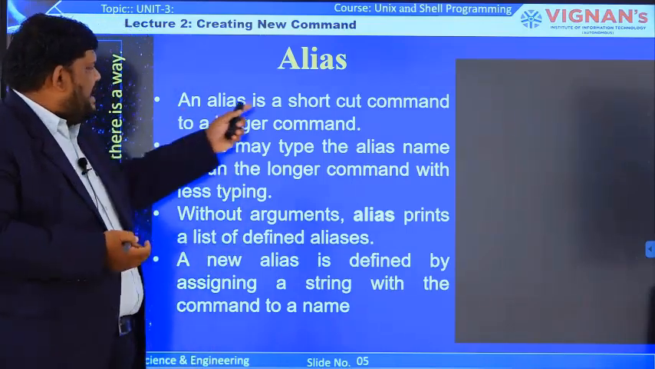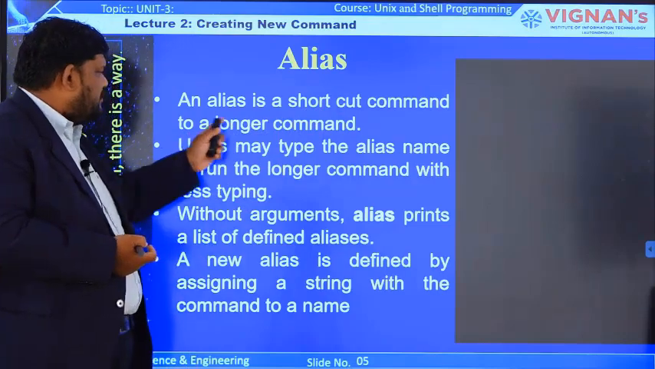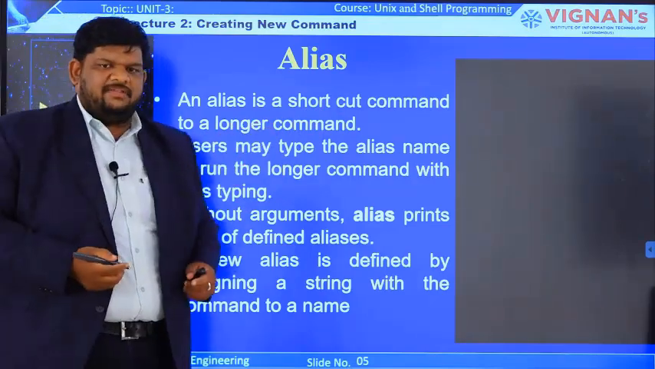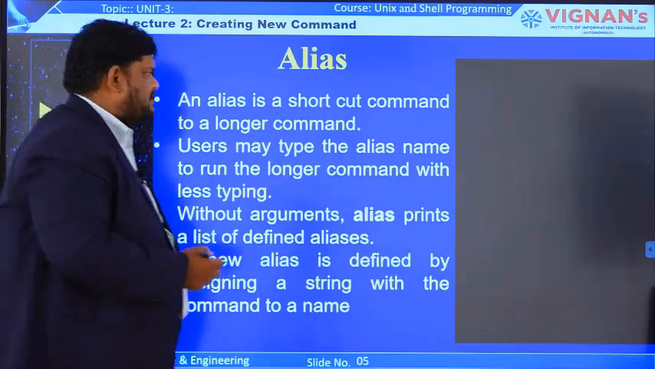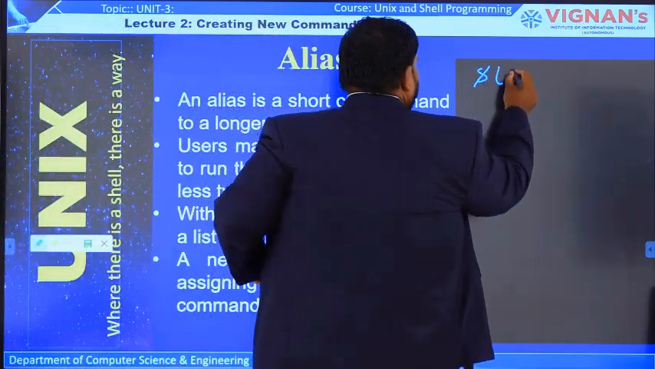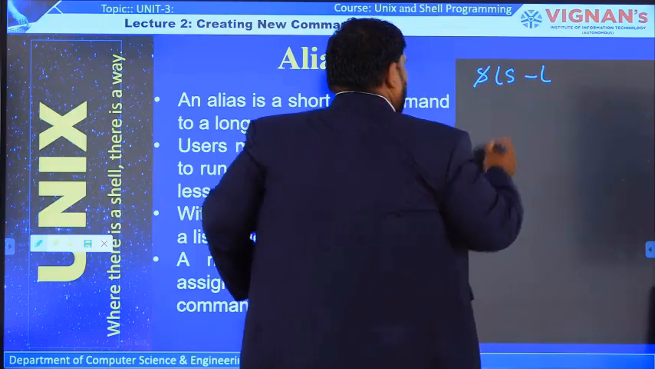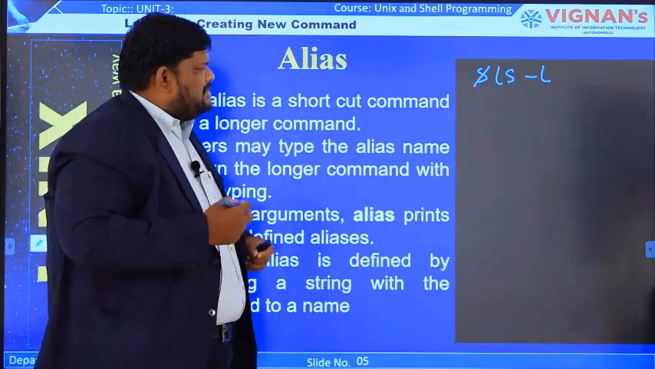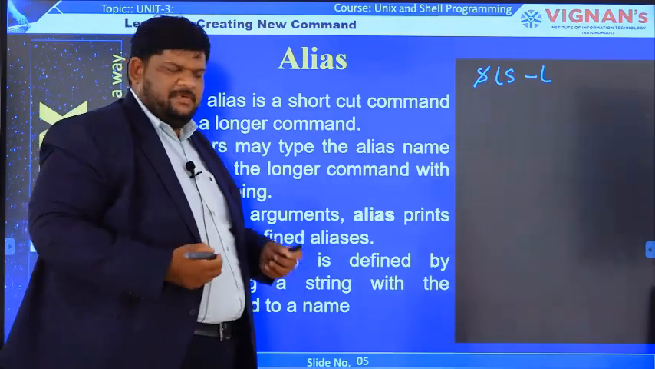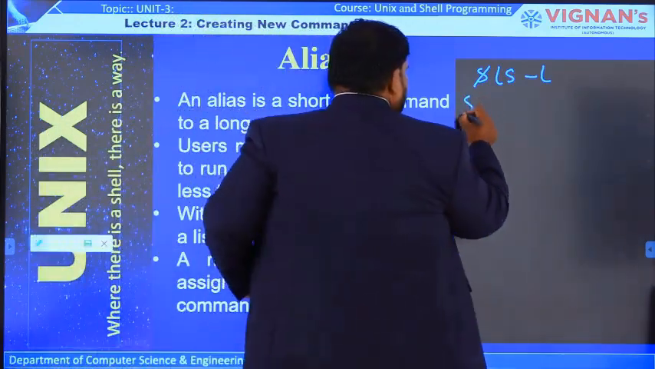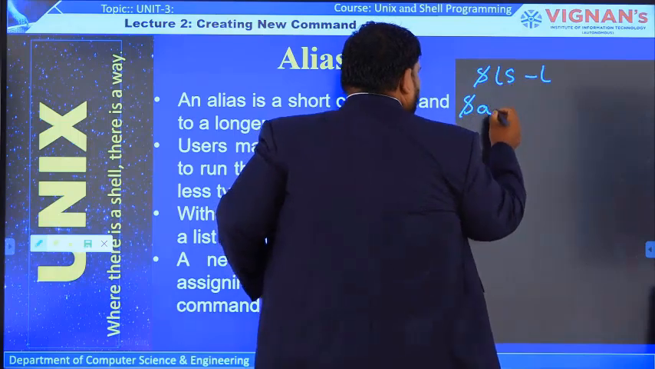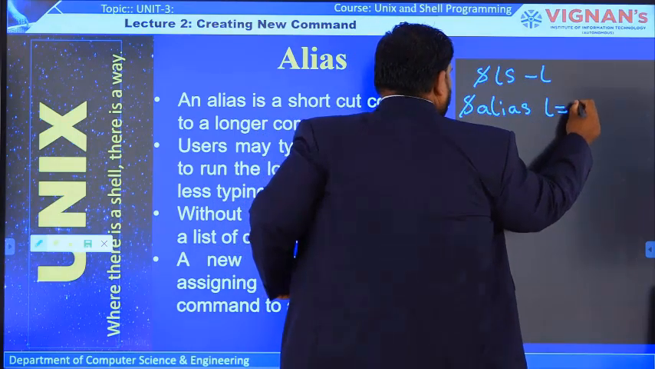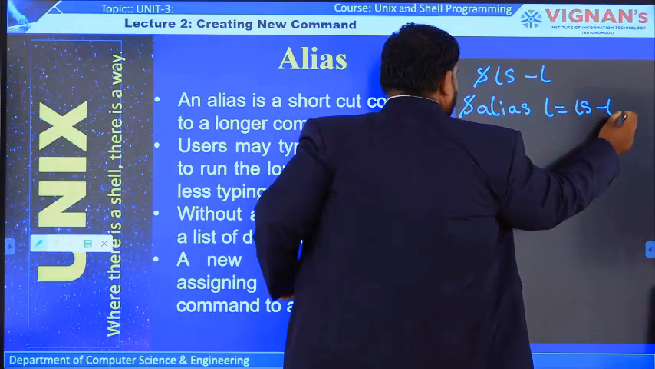So an alias is a shortcut to a longer command. Let us consider some examples of how to create an alias. For example, in the shell prompt I am using ls space option l. Instead of typing ls space option l again and again, I can create another alternate name with the help of alias. Assume just small l is equal to ls space option l, enter.